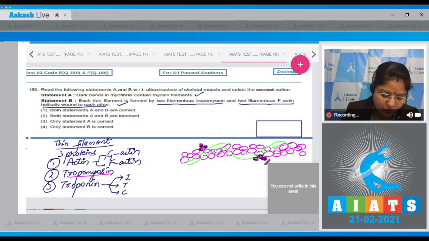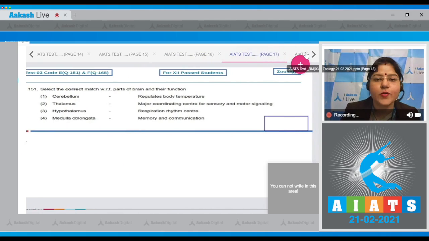Let's see the options. Both statements A and B are correct. This is correct. So the correct answer to this question is option number 1. Let's move on to the next question.